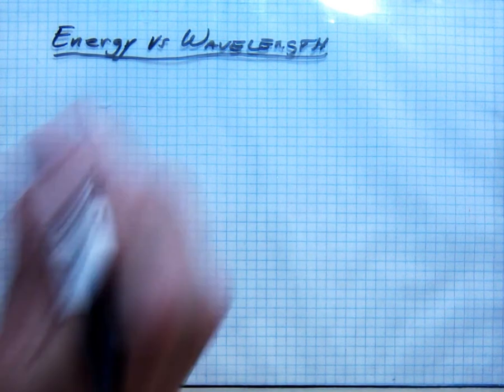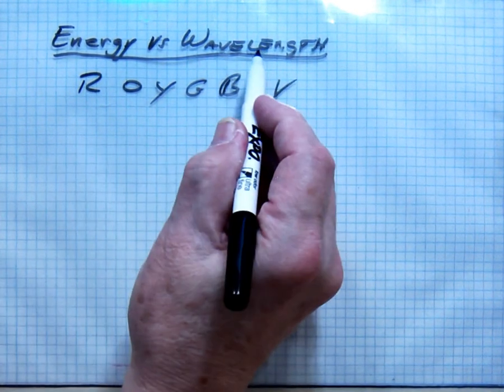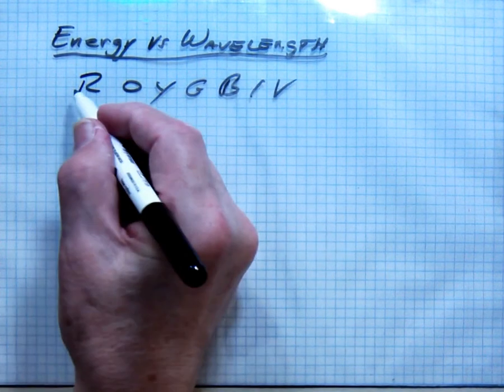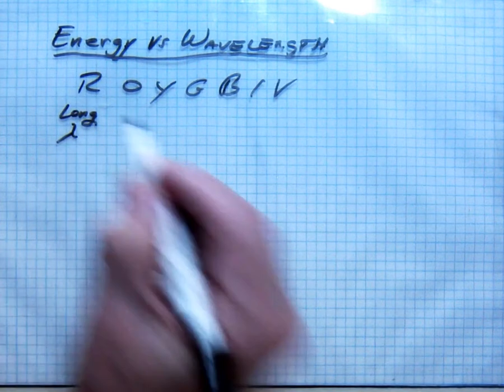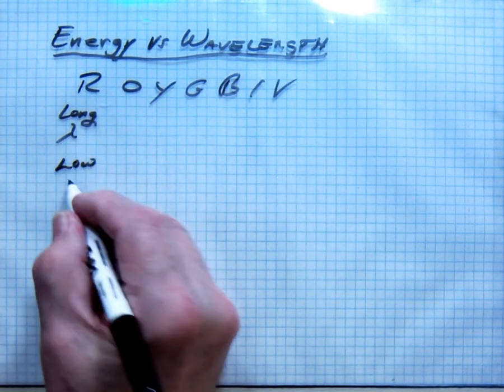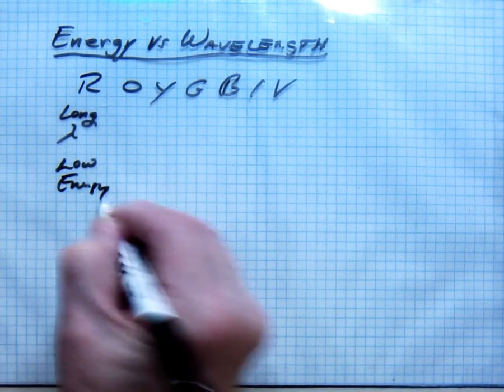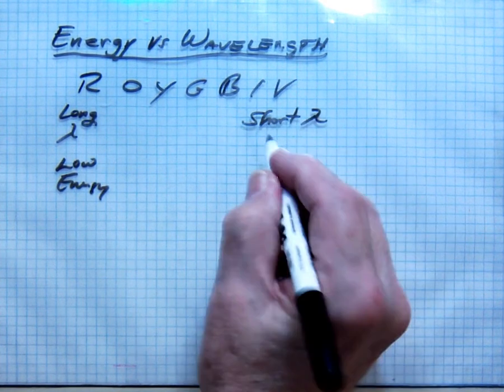Again, we go back to the ROYGBIV and draw our conclusions about how the trends change from the red end to the violet end. So R, O, Y, G, B, I, V. Okay, so we're looking at wavelengths. What do we find in terms of wavelengths on the red end? Long wavelengths, lambdas. And the relationship here is low energy. Now, on this end we have short wavelengths and high energies.